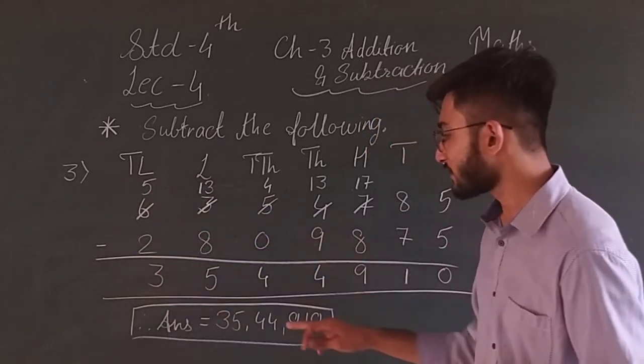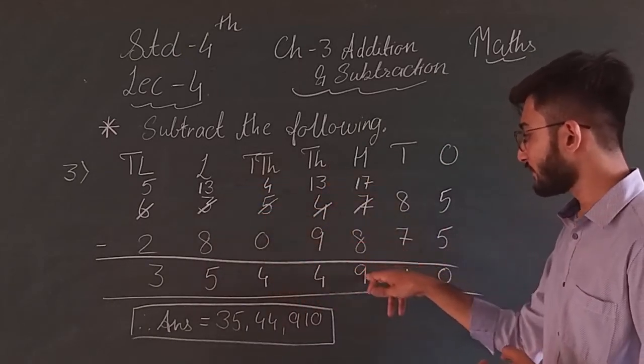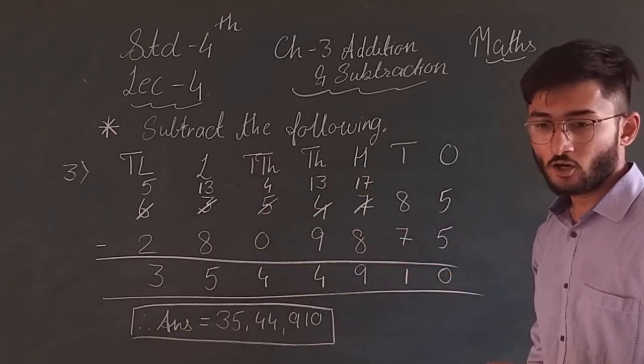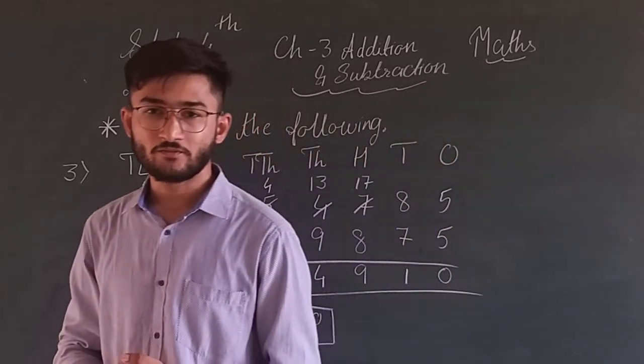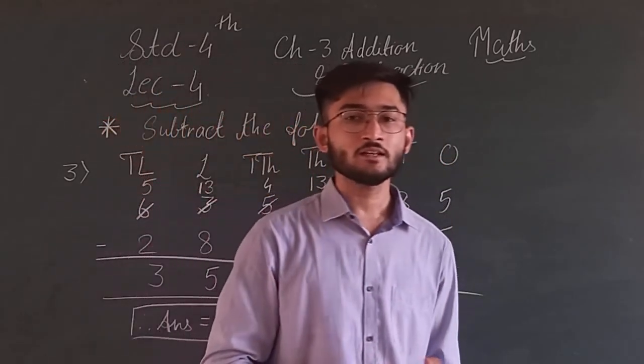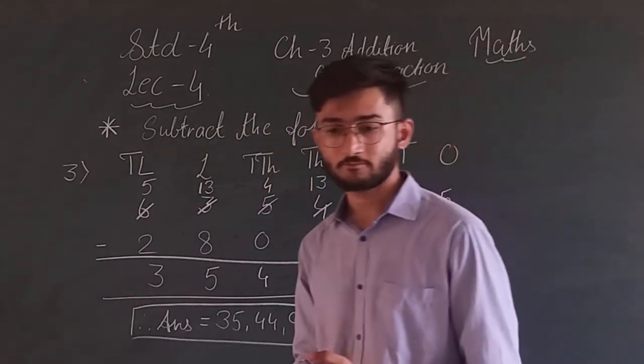So the answer is 35 lakh 44,910. So this was the topic about subtraction. I hope you are clear with this thing. There are few sums that I am going to give you in homework. Just try to do that thing.